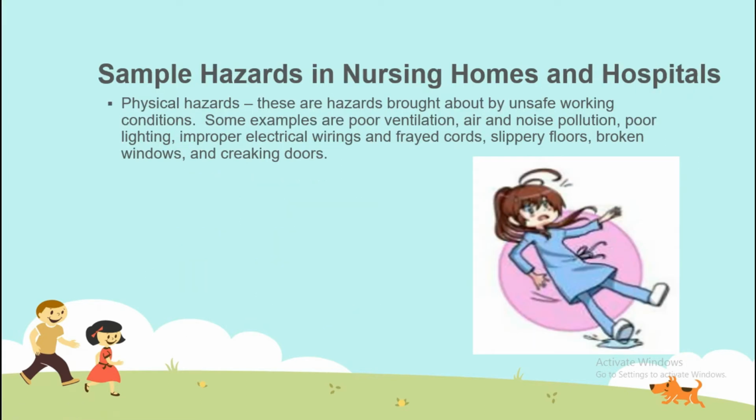Sample hazards in nursing homes and hospitals. Physical hazards are the hazards brought about by unsafe working conditions. Some examples are poor ventilation, air and noise pollution, poor lighting, improper electrical wirings and frayed cords, slippery floors, broken windows, and creaking doors.